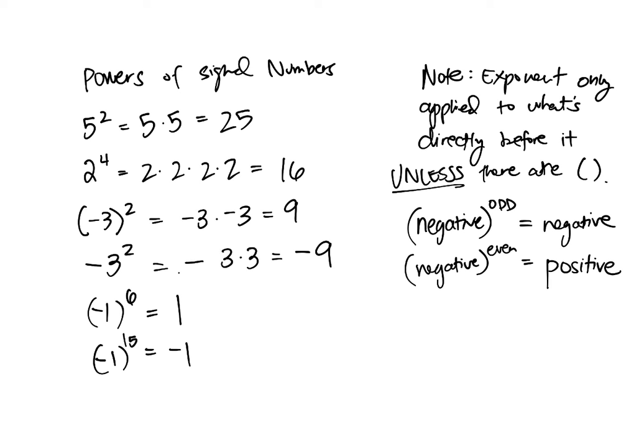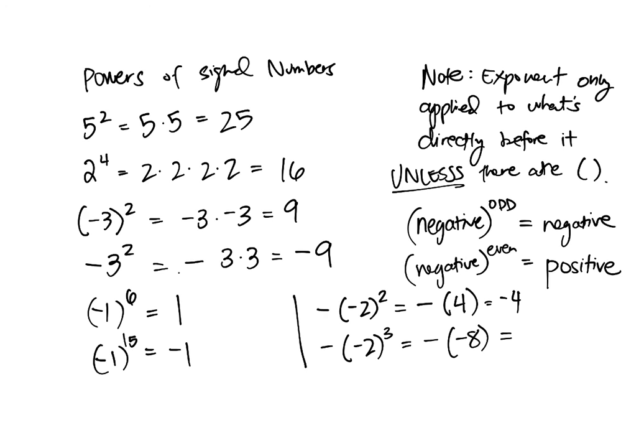And sometimes we'll even see a negative outside of the parentheses. If it's something like that, then you'll actually apply it last. For example, negative of negative 2 squared. I know negative 2 squared is going to be positive 4, so this will be negative times positive 4, which is just negative 4. If you have negative of negative 2 cubed, negative 2 cubed is going to be negative 8, so it'll be negative of negative 8, which gives us, of course, positive 8.